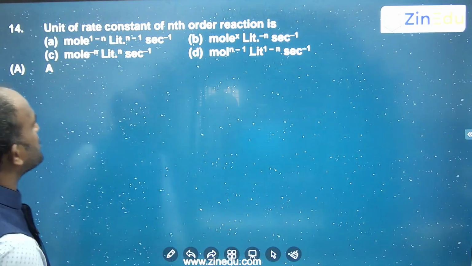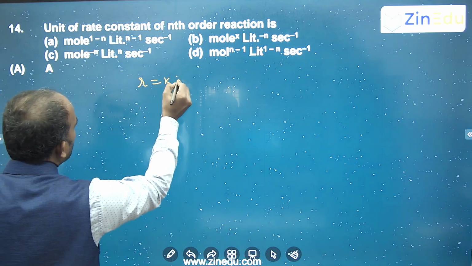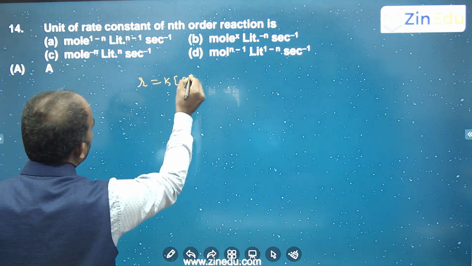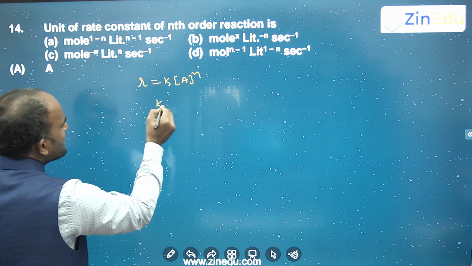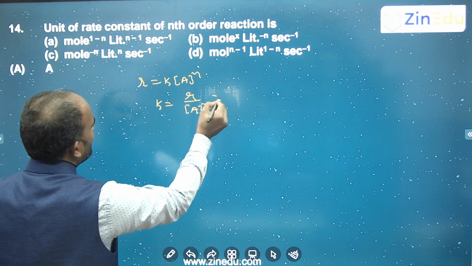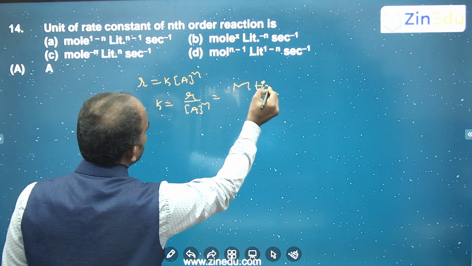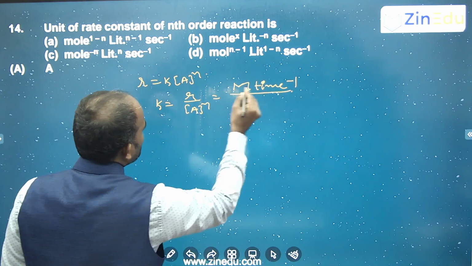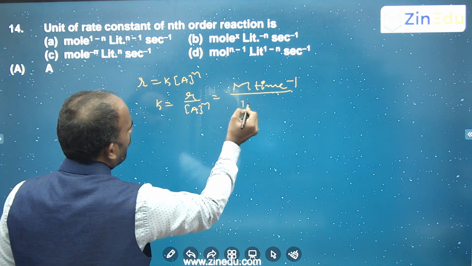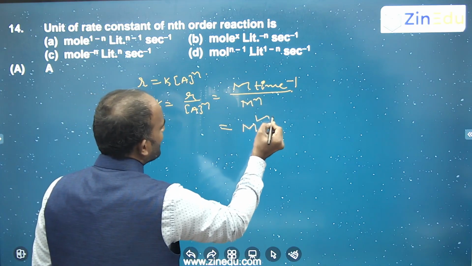Units of rate constant for nth order. R is equal to K into concentration of A power n. So K is equal to R divided by concentration of A power n. Rate units are molar time inverse. Concentration units are molar power n, that is equal to molar power 1 minus n.